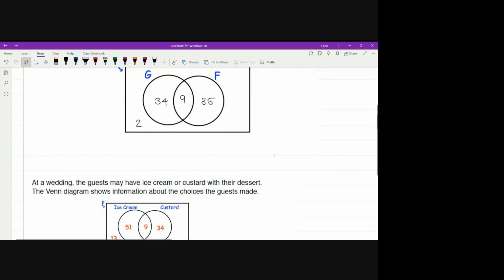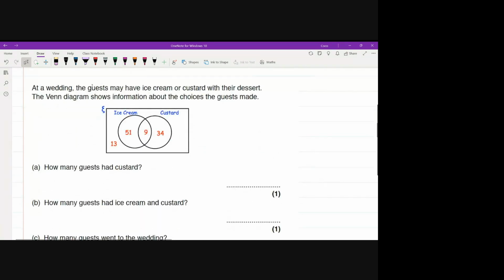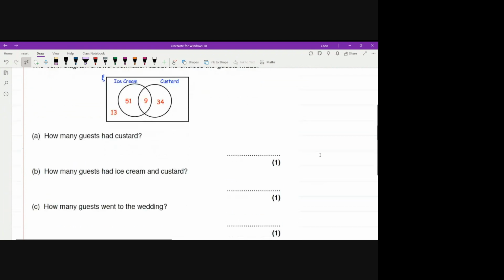Okay, let's look at the question that we've got here. It says, at a wedding, the guests may have ice cream or custard with their dessert. The Venn diagram shows information about the choices the guests made. All right, so we can see here that 51 people took ice cream only.